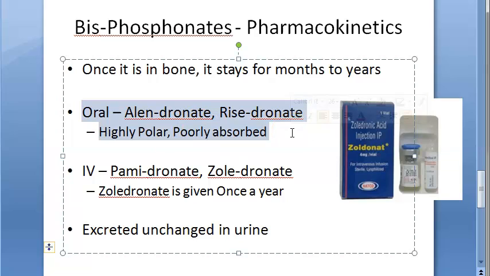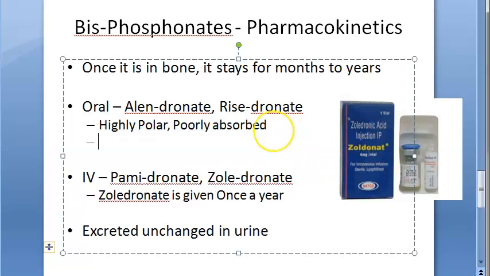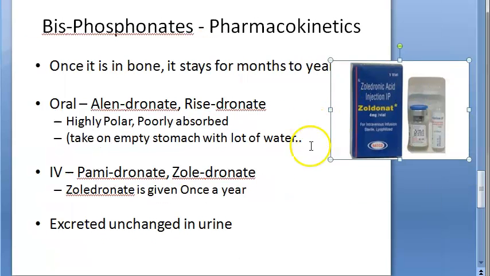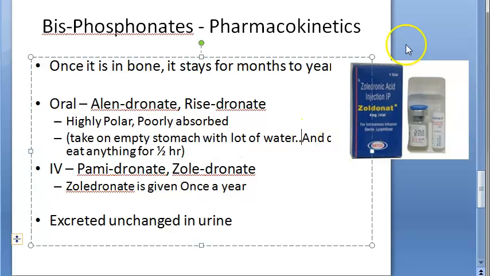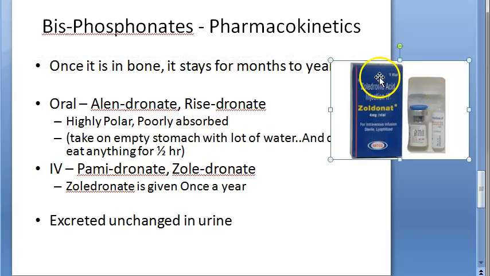Just know that these drugs should be taken on an empty stomach with a lot of water. Then you should not eat for half an hour after taking it. There are quite some rules with these bisphosphonates, so we'll write that here: take on empty stomach with lot of water, and don't eat anything for half an hour. There are some crazy rules because the bioavailability of bisphosphonates is very low orally.